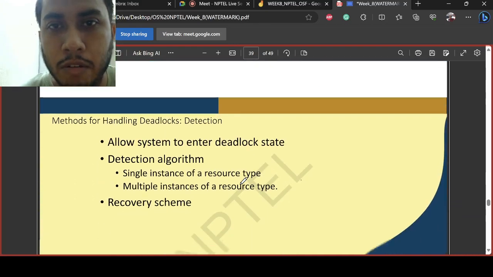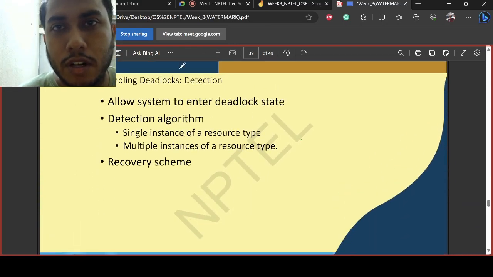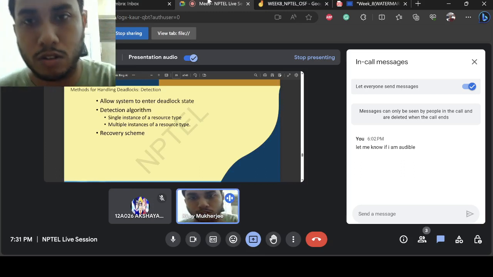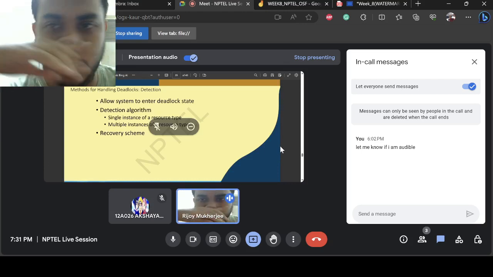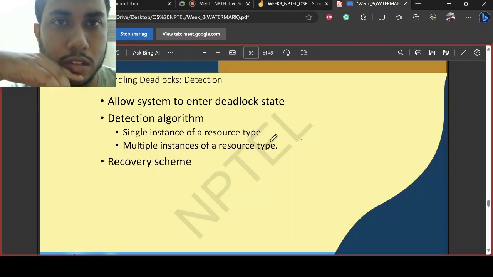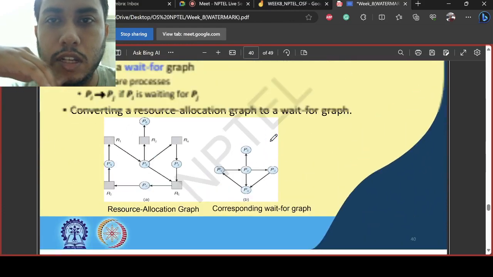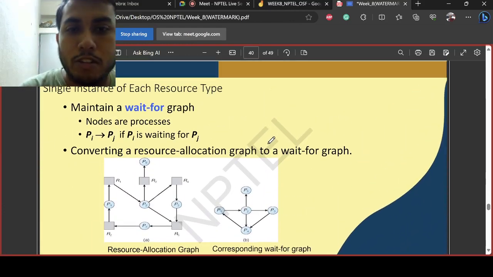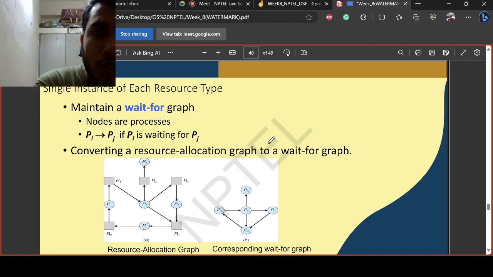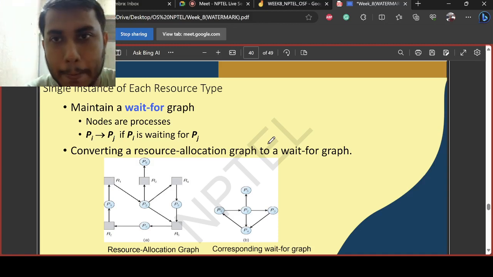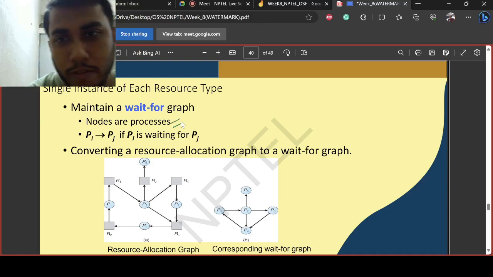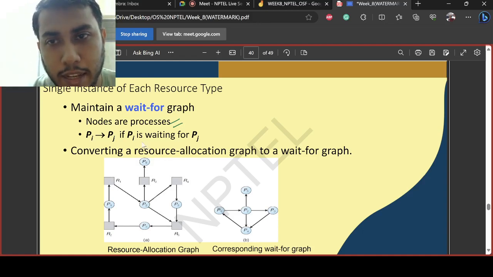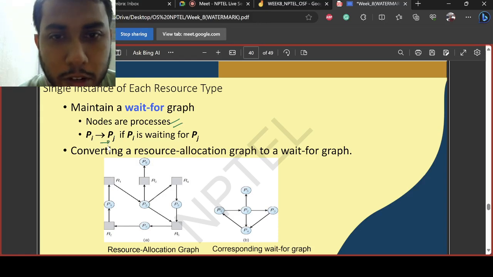Okay, so let's now come to the last part of this, that is handling deadlock detection, like how to prevent it. Now, instead of a resource allocation graph, we will have a wait-for graph. The nodes are only processes, there are no resources in this graph. An edge from Pi to Pj happens if Pi is waiting for Pj.